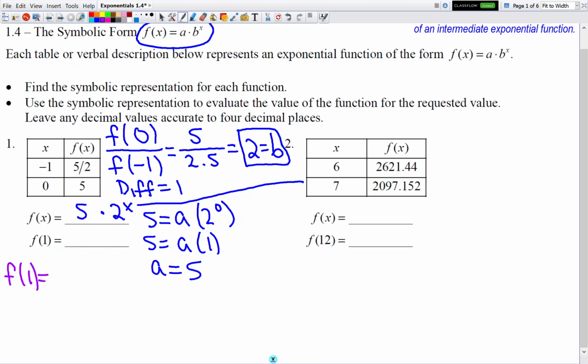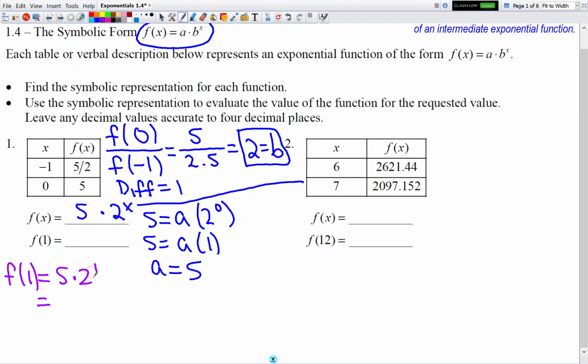And we're going to plug in 1 wherever I see an x. So 5 times 2 to the first power. So here's what you don't want to do. You don't want to multiply 5 times 2 first and get 10, because that'd be very, very bad math procedures. Right? Order of operations says exponents first.